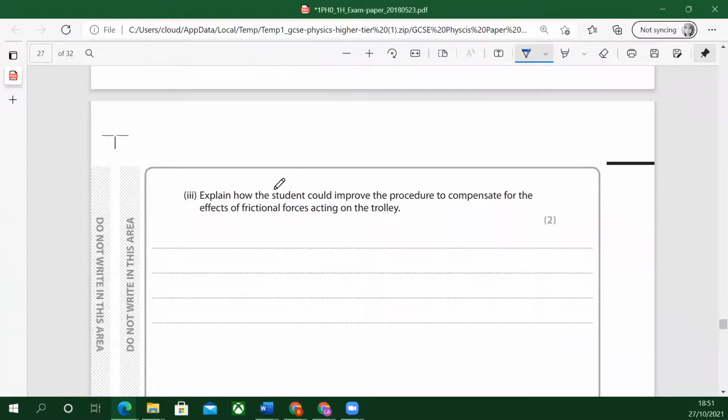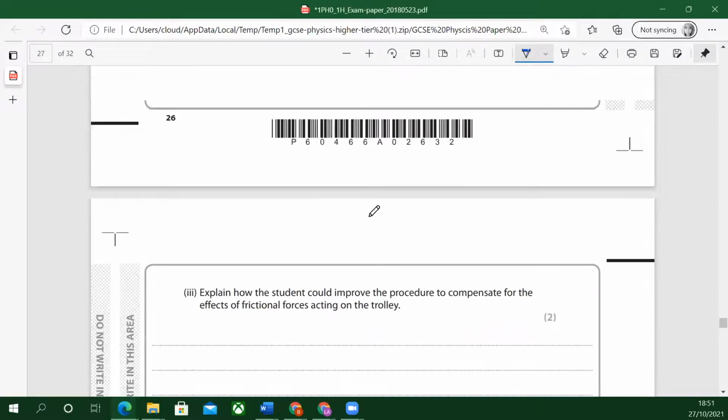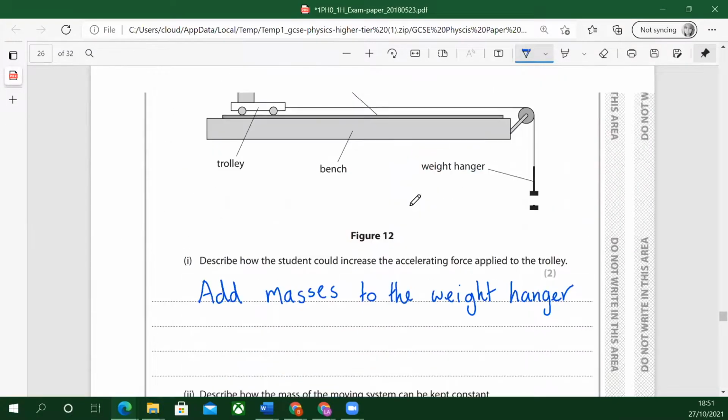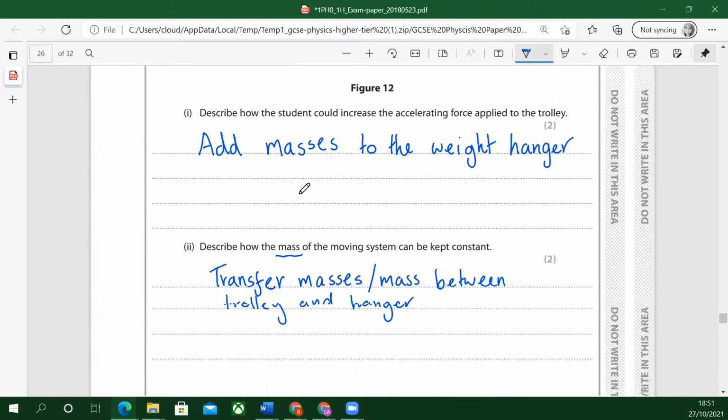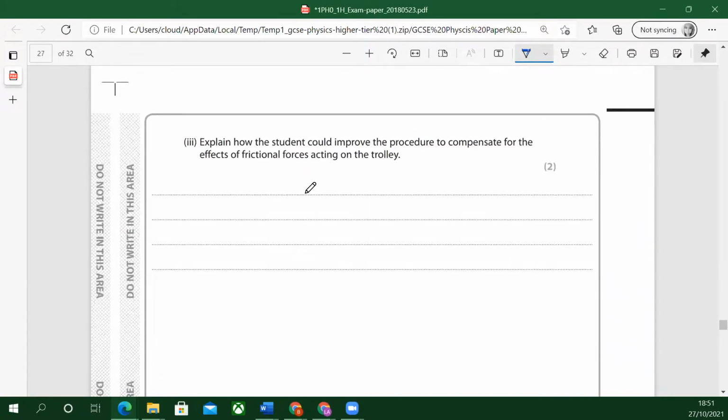Explain how the student could improve the procedure to compensate for the effects of frictional forces on the trolley. Obviously anything that runs along a runway or the bench is going to undergo frictional forces, because anything on a surface will. So what you could do is raise one end of the runway so it runs downhill. Tongue twister, isn't it? One end of the runway.